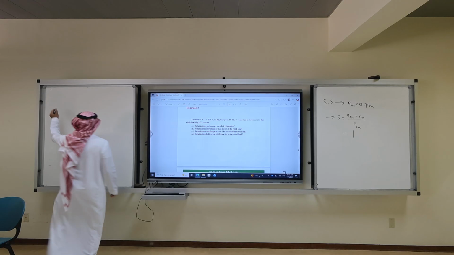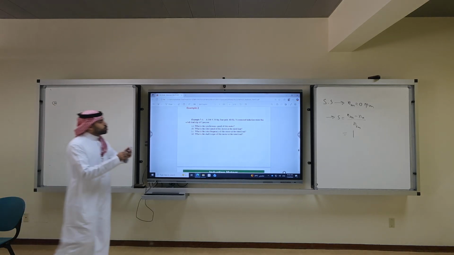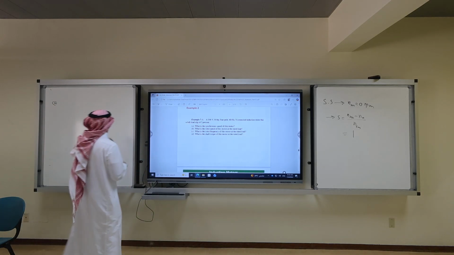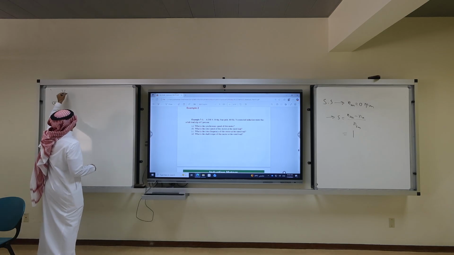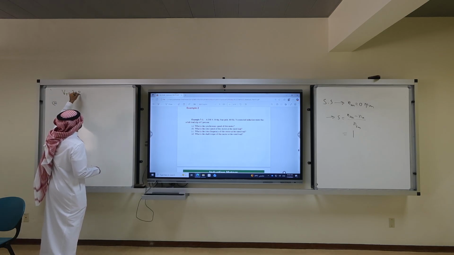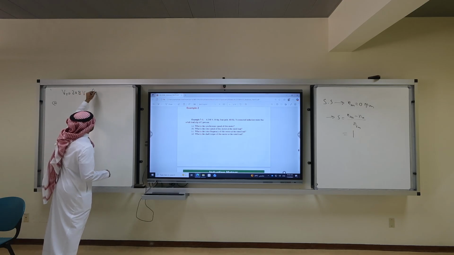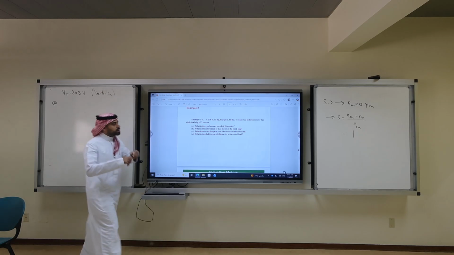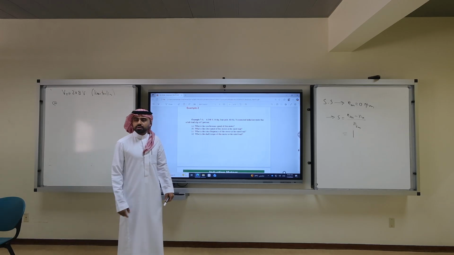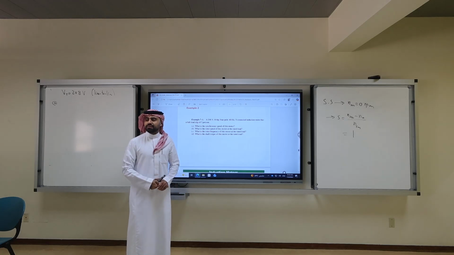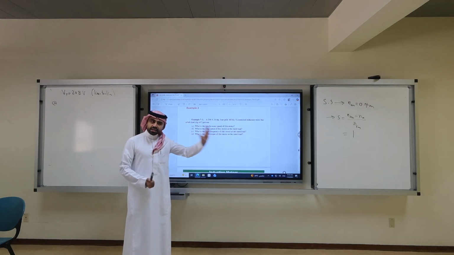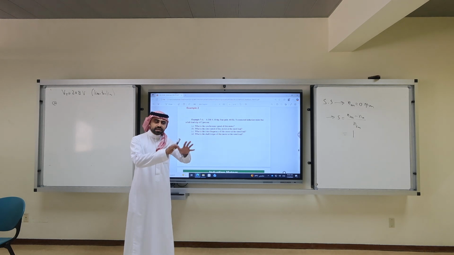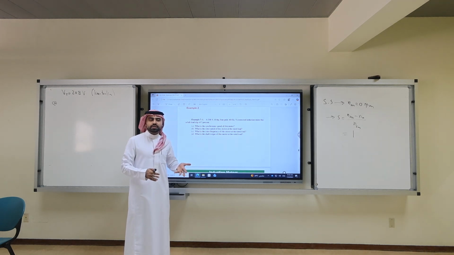Example 2, part A. 208 volt. What is 208 volt? It's line to line. Why it's line to line? Because the induction machine is a 3-phase. Is the induction machine 3-phase or single phase? 3-phase. There is induction machine in single phase, but it has electronic circuit that would make it working. We're not going to cover it in this course, but you can read about it in the book.